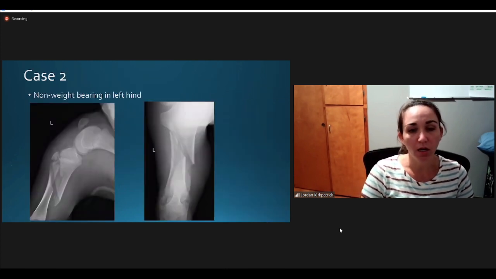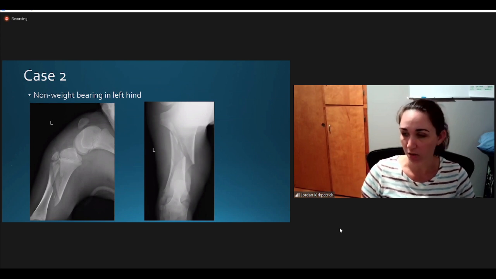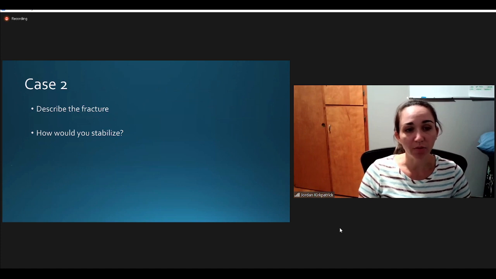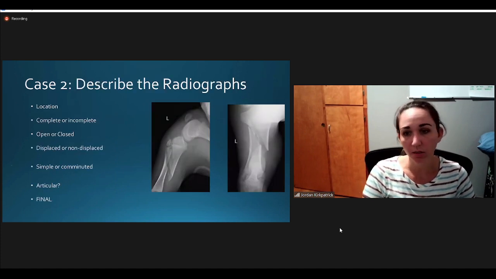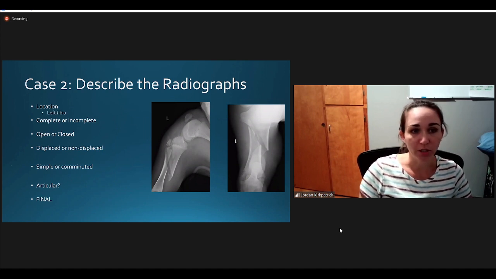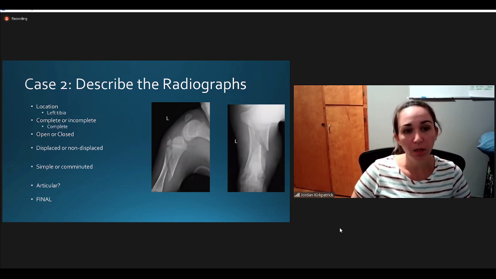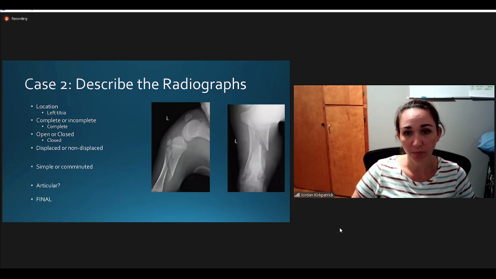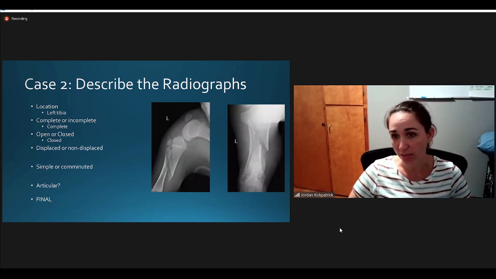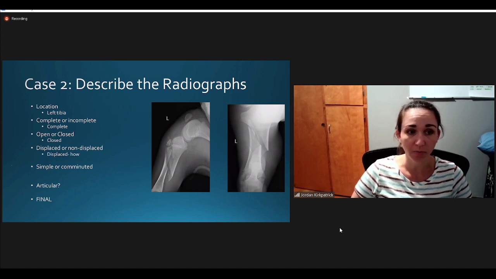Second case was a patient that's non-weight bearing in the left hind limb. So again, just to describe the fracture and how would you stabilize it. So just so you can look at it again. The location is the left tibia. It's a complete fracture. It appears closed. Again, no obvious gas opacities that look like it's breaking the skin.